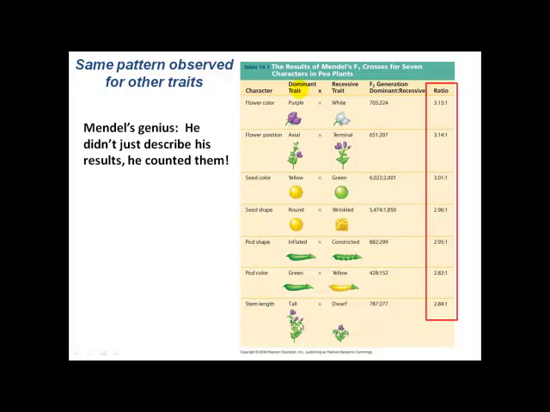And just as he observed with the purple versus white flower color, when he did that cross, he got that characteristic 3-ish to 1 ratio. When he examined all of these other genetically determined traits, he got very close to the same ratio.